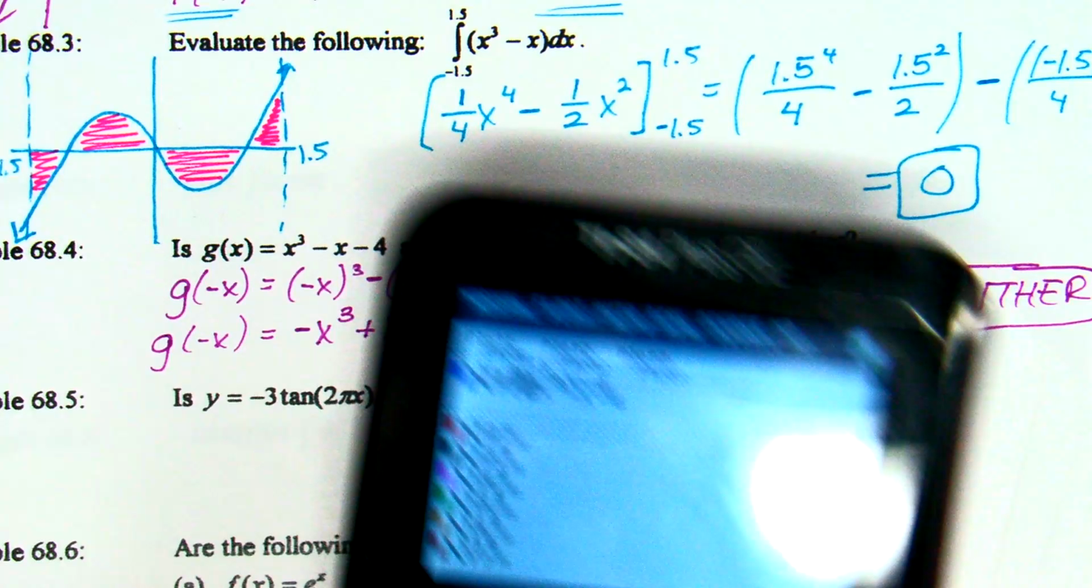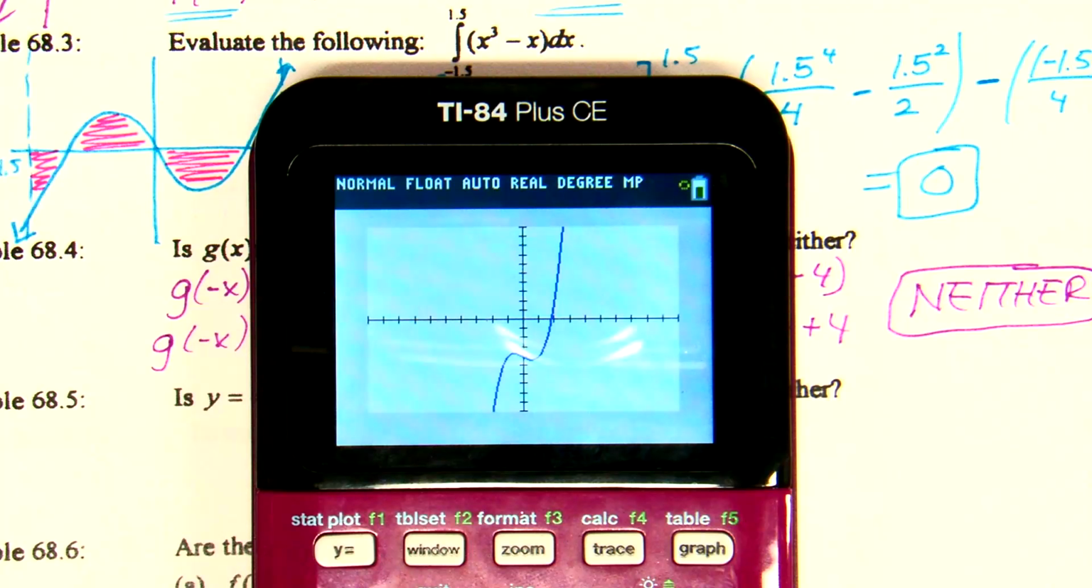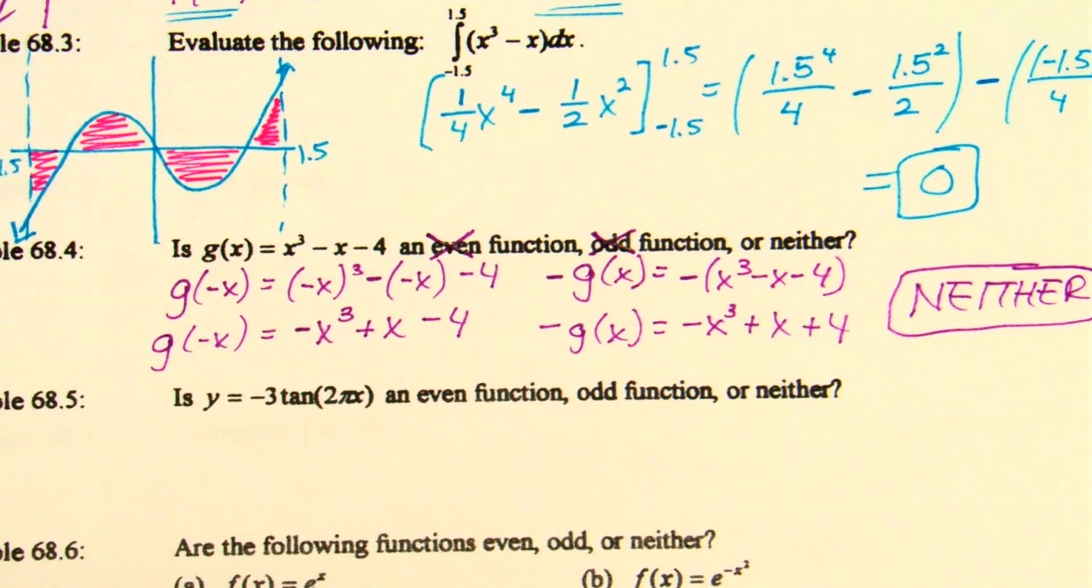If I graph this one that we just said was neither, you want the visual confirmation? This took our previous graph and moved it down 4. Because it moved it down 4, we lost our symmetricness. It was never symmetric across the y-axis, and now since it's moved down, it's no longer symmetric across the origin. Okay? I'm not going to draw that.